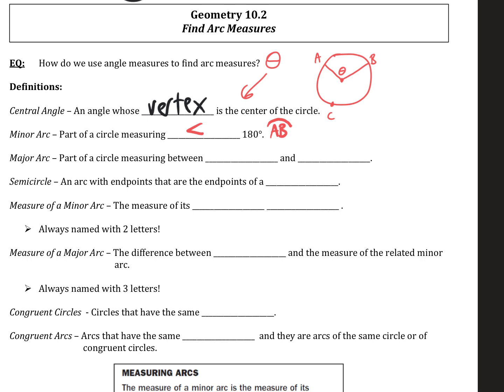All right, a major arc is going to be a part of a circle measuring between 180 and 360 degrees. In this case, AB is the minor arc, right? What's the major arc going to be? The major arc is going to be, for example, ACB going the opposite direction. ACB would be a major arc. So going this direction would be more than 180 degrees, okay?